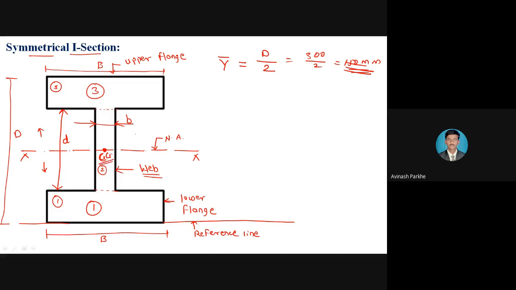Position of CG of this particular whole I section, or it represents the position of neutral axis. So here, as this is the symmetrical section, the neutral axis is 150 mm from the top side and 150 mm from the bottom side. So above neutral axis 150 mm, below neutral axis 150 mm. This is the same. Why? Because this is the symmetrical I section.